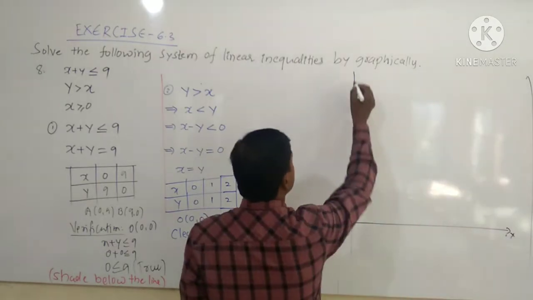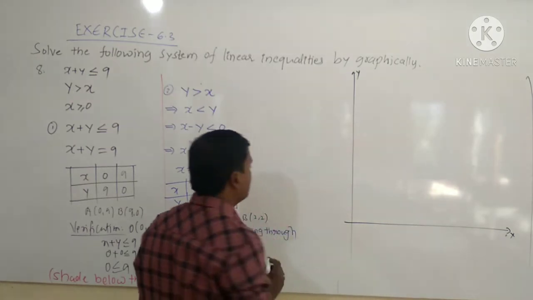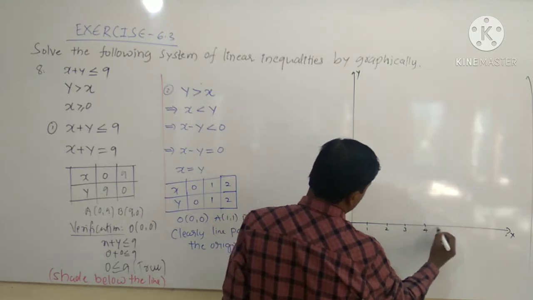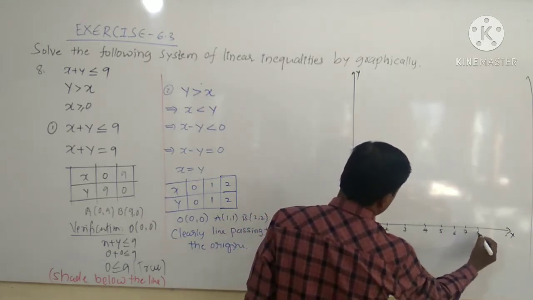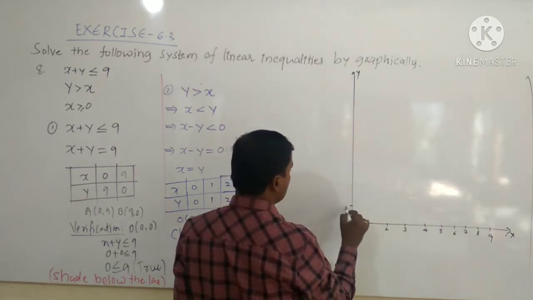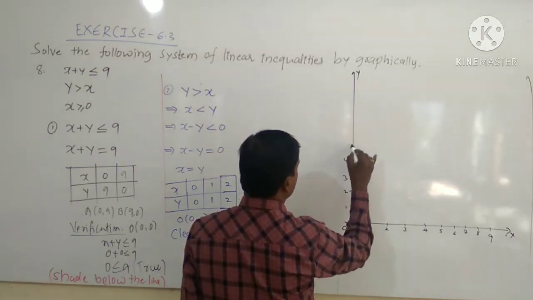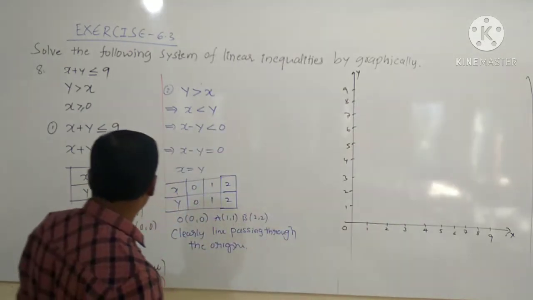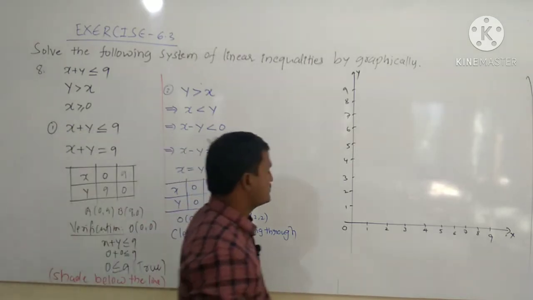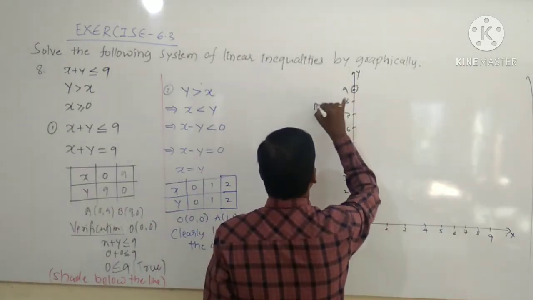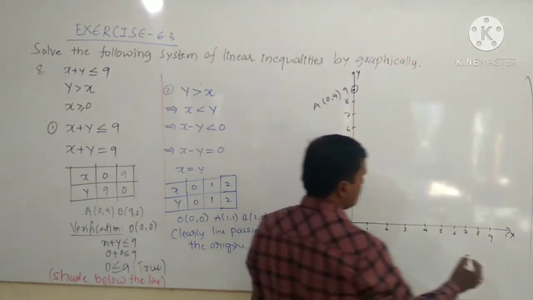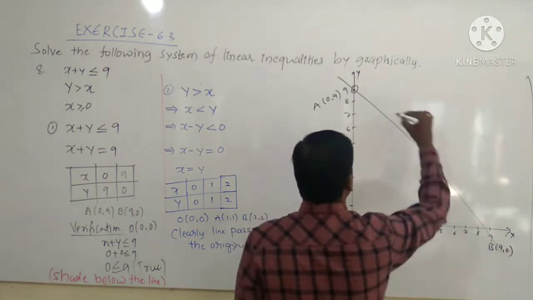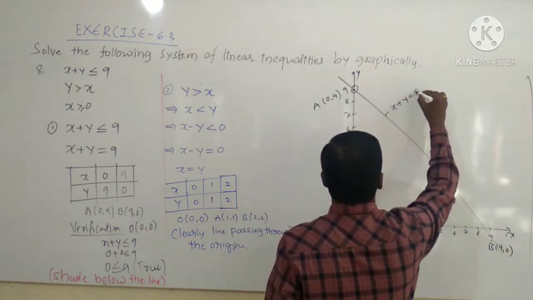Here is the x axis, here is the y axis. Clearly this is the origin. Here it is 1 2 3 4 5 6 7 8, here it is 9. Similarly on the y axis, 1 2 3 4 5 6 7 8 9. First we'll draw the first line, 0 comma 9 and 9 comma 0. So this is the point 0 comma 9. Here the point B, that is 9 comma 0, join this. So here you are getting a line, that is x plus y is equal to 9.